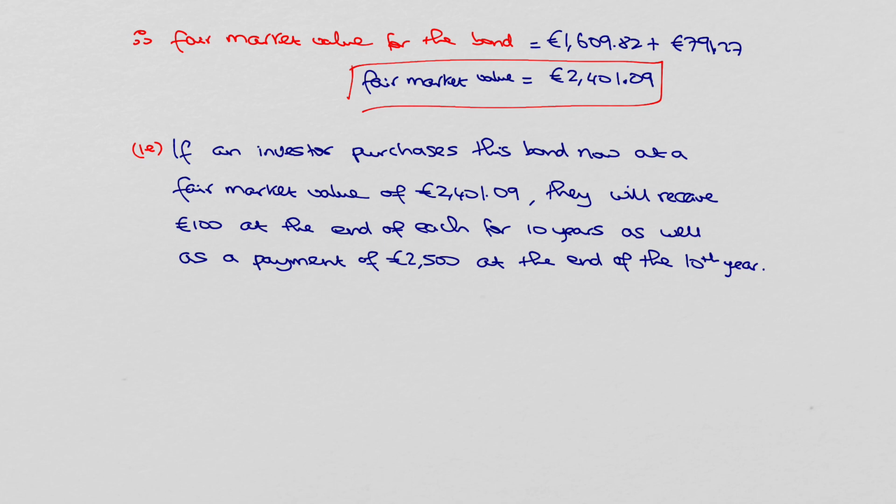So in other words, what this means is that if an investor purchases this bond now at a fair market value of €2,401.09, then they will receive €100 at the end of each year for 10 years, as well as the payment of €2,500 at the end of the 10th year.